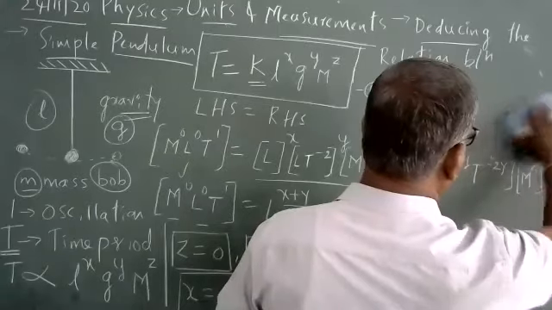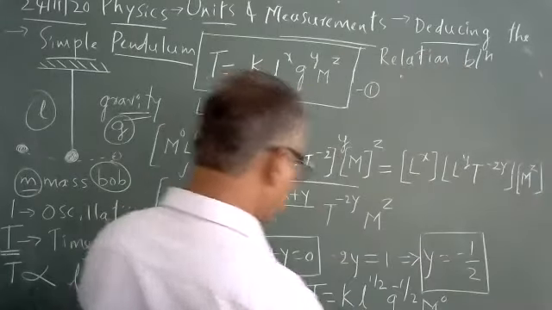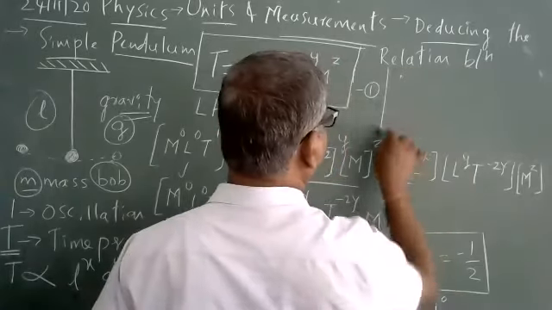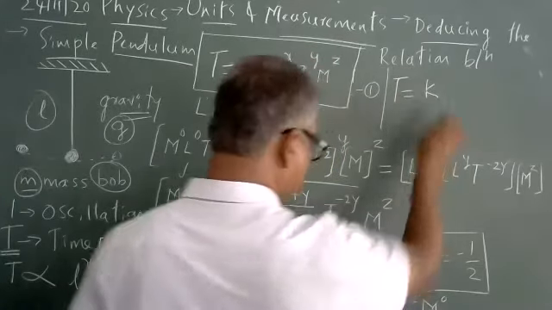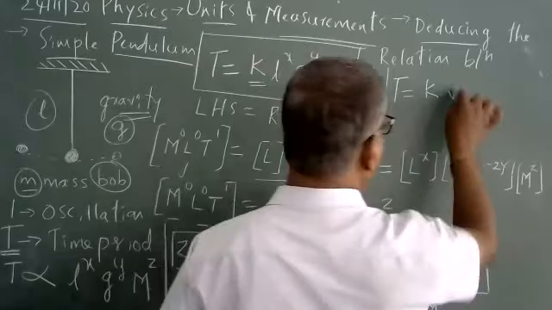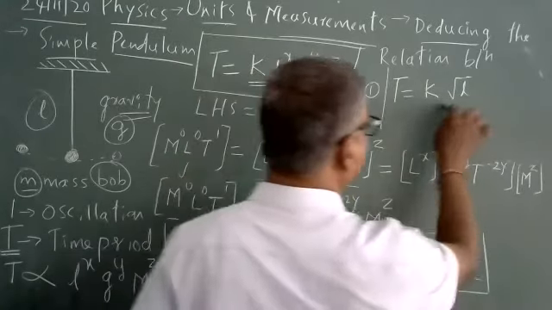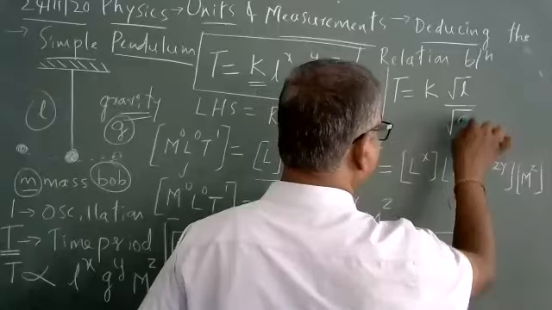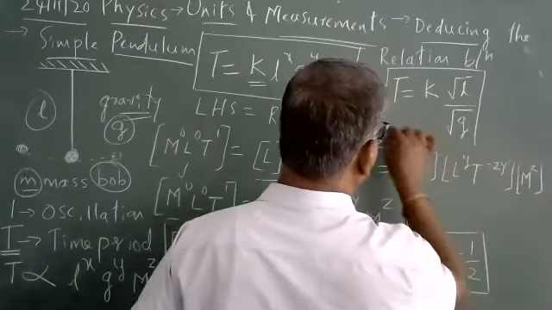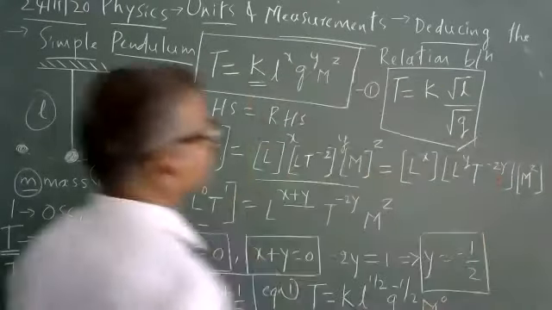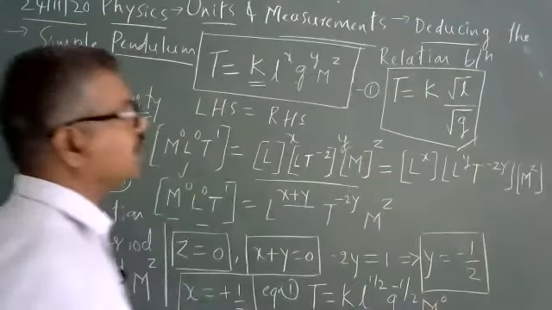Now my final relation becomes, look at this relation. This whole equation, I'm going to write it here. Finally, I'm going to obtain time period equal to k, L raised to plus half means root of L, G raised to minus half means in the denominator it is root G, m raised to nothing. Now time period is defined as k times root L over root G.